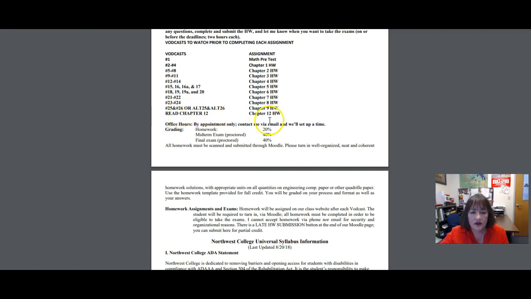Chapter 12 is a chapter on turbo machines, and due to time constraints, I have made this optional and extra credit. So at this point, only the math pretest and chapters 1 through 9 are required material for this class.